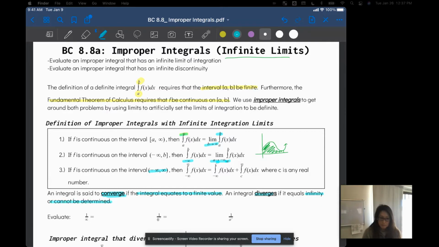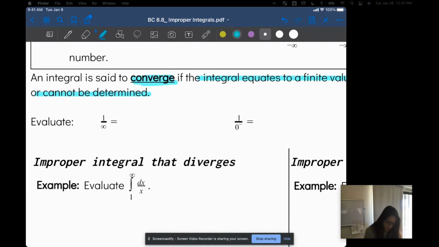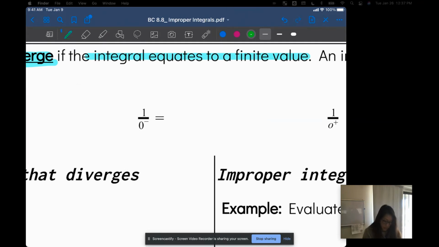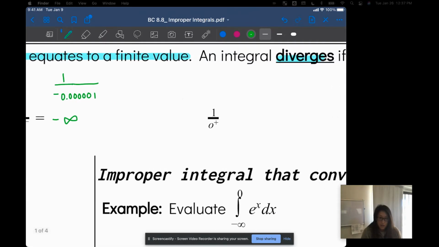and it diverges if the integral goes to infinity or cannot be determined. Some things we need to remember: 1 over infinity is 1 divided by a gigantic number, which gives basically 0. 1 over 0 from the left is like 1 over negative 0.000001. 1 divided by a very small negative number gives negative infinity. 1 over 0 from the right is like 1 over positive 0.000001. 1 divided by a very small number gives a very large number, which is basically infinity.